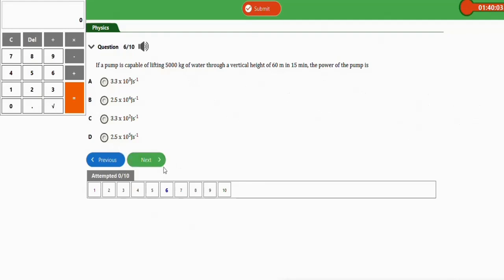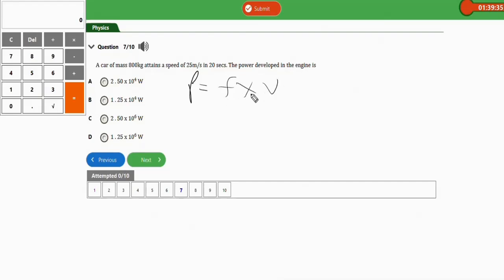So the next repeated question will be this one. It says a car of mass 800 kg attains a speed of 25 meters per second in 20 seconds. The power developed in the engine is what? So let's solve this, guys. We are looking for the power. So remember, power can be calculated using force times velocity.